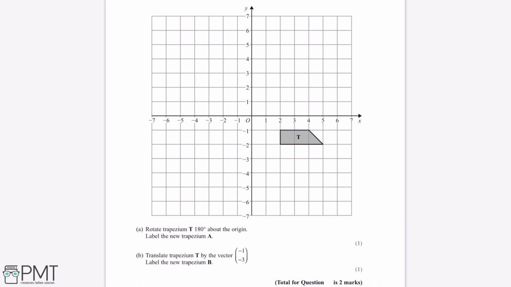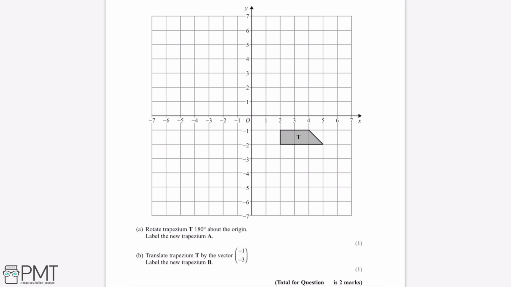Rotate trapezium T 180 degrees about the origin. Label the new trapezium A. So the easiest way to do this in an exam is by using tracing paper. So what you would do is place your tracing paper in this area here.